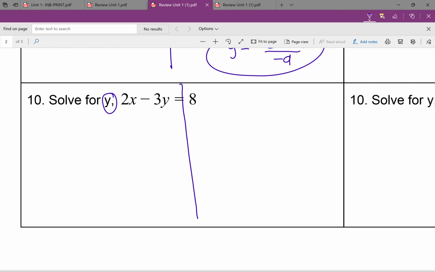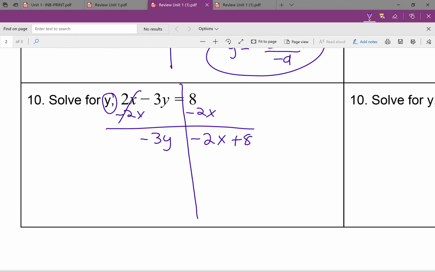So the first thing that we're going to do is subtract the 2x from both sides. Notice if I subtract 2x on the left side, they cancel, and I can bring down my -3y. However, if I subtract 2x on the right side, I have 8 minus 2x. They are not like terms, so I cannot combine them. So I'm just going to write -2x plus 8.